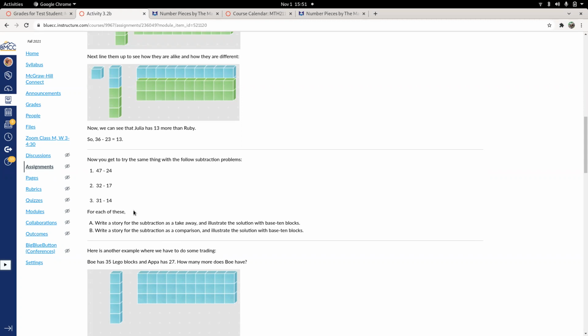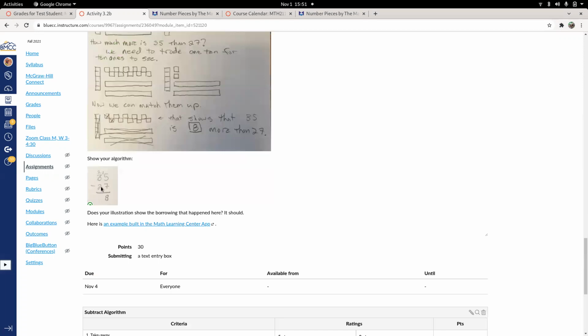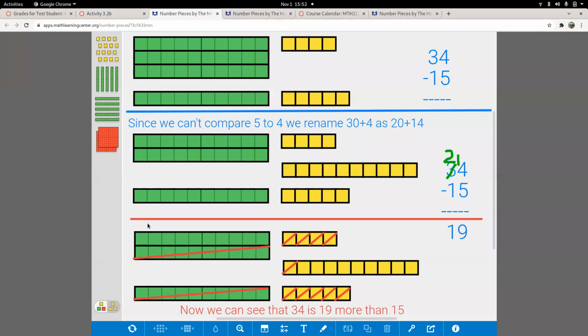And it's really a good idea, if there is a carry, a trade, that you show the algorithm too. Like I have an example, that one there on paper versus the one I did earlier. And then I have another example here you could look at, where I do 34 minus 15 in stages, thinking about comparison. And that's linked there also.